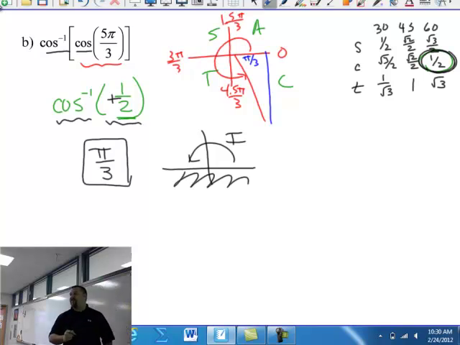You know they're going to make every answer on the entire planet pi over 3 when they get stuck. Right after they do the worksheet. Okay, good. All right.